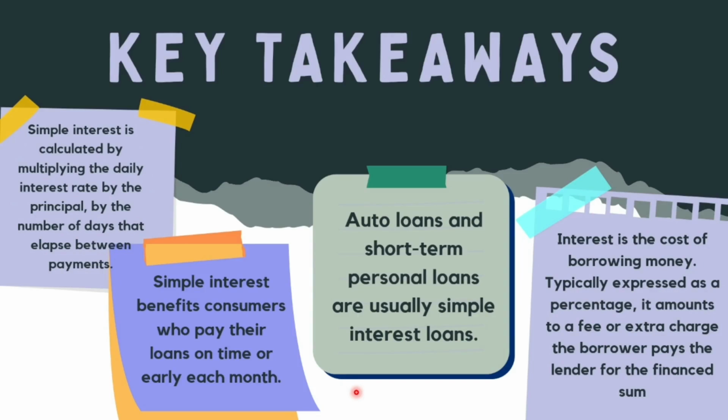Now it's time to give you some key takeaways. Here are the key takeaways. Simple interest is calculated by multiplying the daily interest rate by the principal by the number of days that elapse between payments. Simple interest benefits consumers who pay their loans on time or early each month. Auto loans and short-term personal loans are usually simple interest loans. Interest is the cost of borrowing money, typically expressed as a percentage. It amounts to a fee or extra charge the borrower pays the lender for the financed sum.